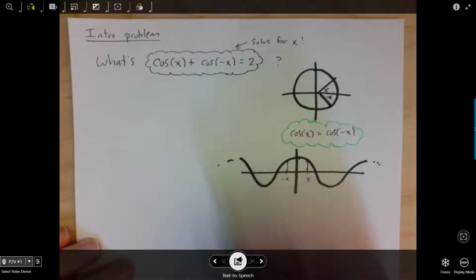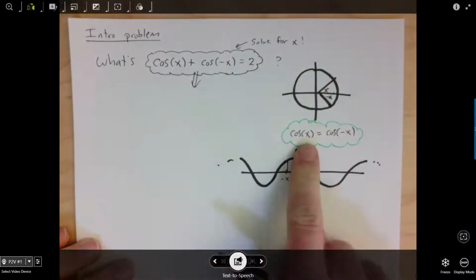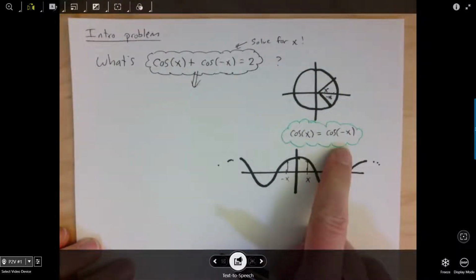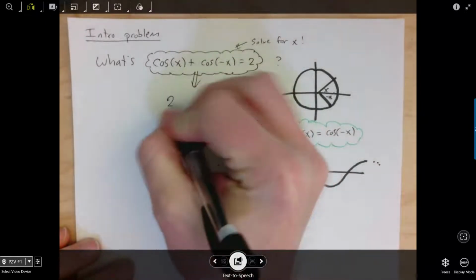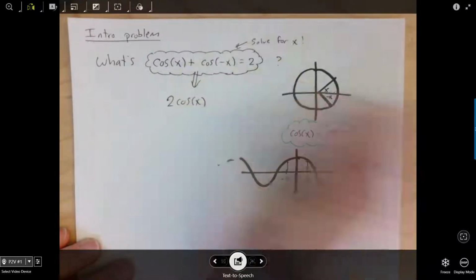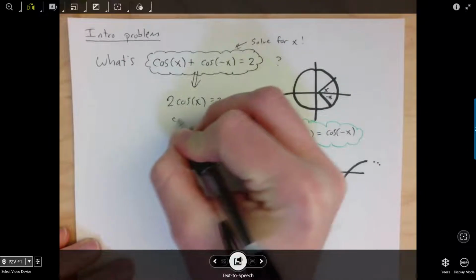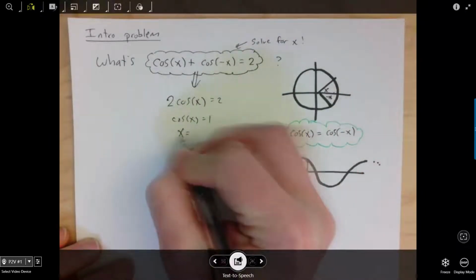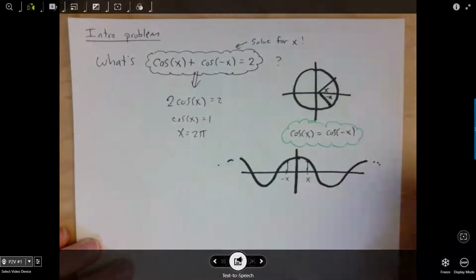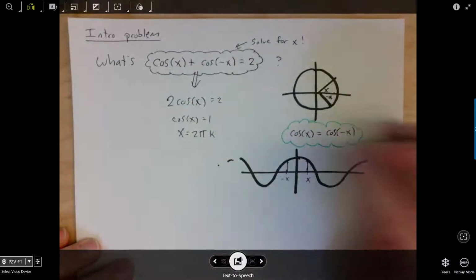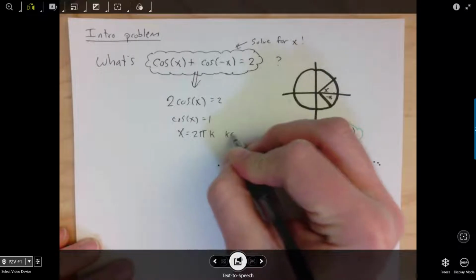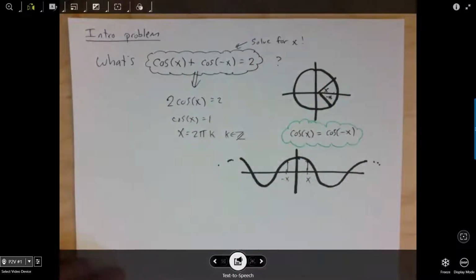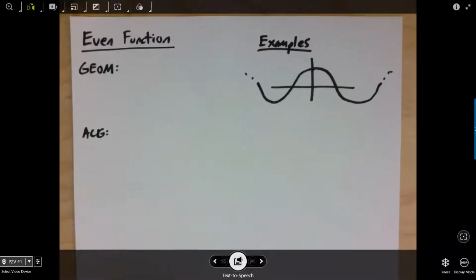So the reason that's important is because once you know that it has this symmetry, so those are the same, you can rewrite this so that this is equal to 2 cosine x. So then you'd have cosine x is 1, and then you'd know that x is any integer multiple of 2 pi. So like that. Okay, so cosine x is an example of what we call an even function.